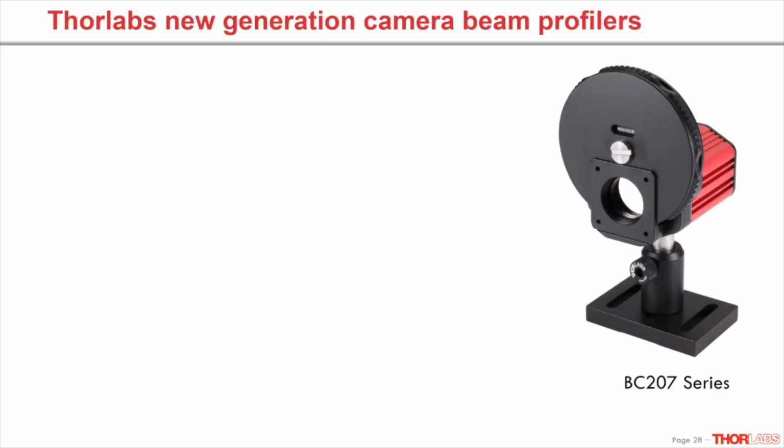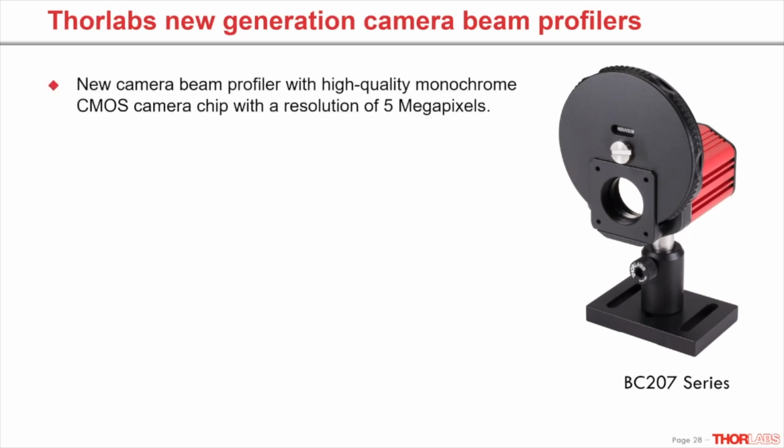And here I would like to point out the latest generation of Thorlabs camera beam profilers, which will replace the current BC100 series. The new Thorlabs BC12207 series beam profilers are built with a passively cooled monochrome CMOS camera chip with a resolution of 5 megapixels. A 12 megapixel version with double imaging area is under development as well. The pixel intensity is measured with a 12-bit analog to digital converter.